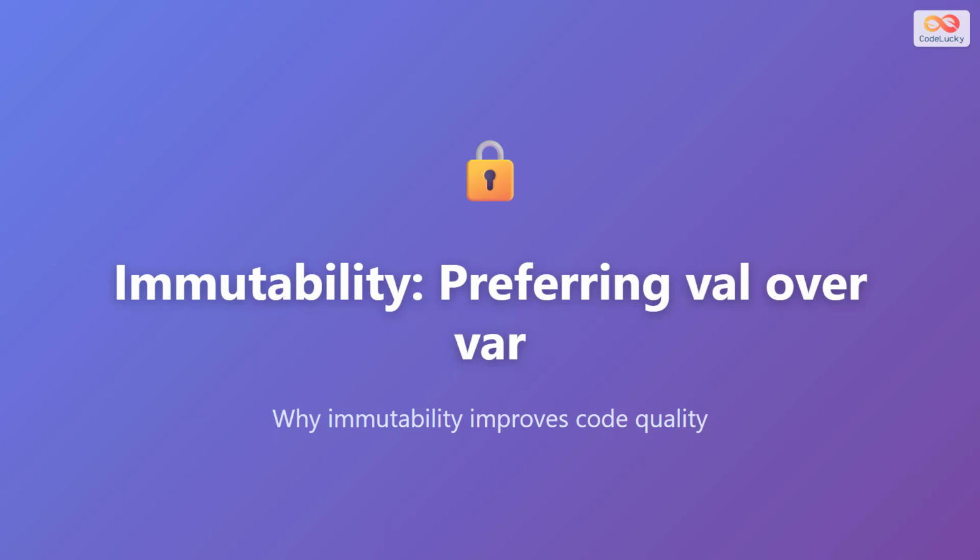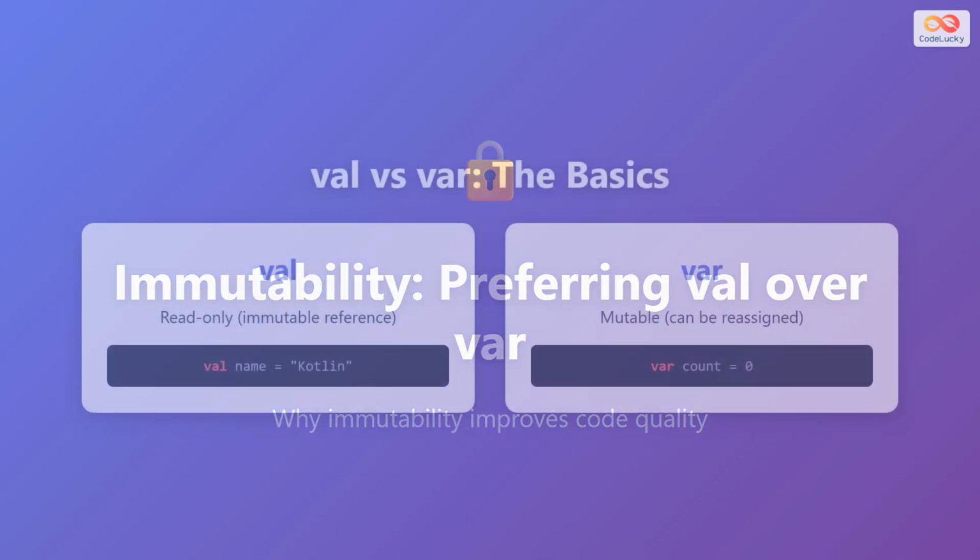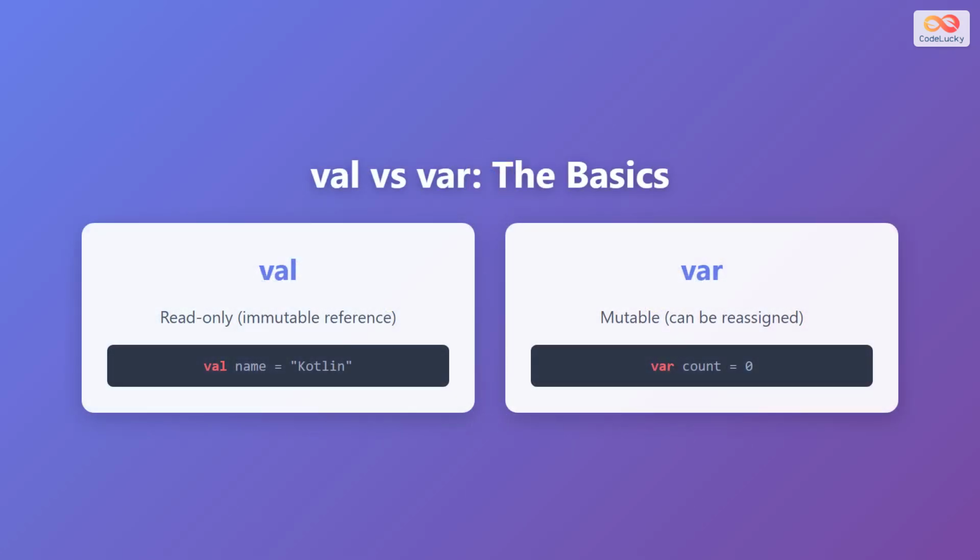Immutability means that once a variable is assigned a value, that value cannot be changed. This simple practice has profound benefits for code quality. And by the end of this video, you'll understand exactly why Kotlin encourages this approach. Let's start with the fundamentals.